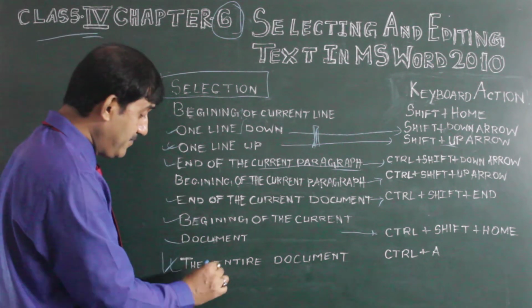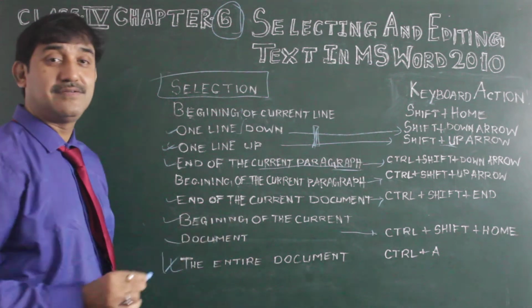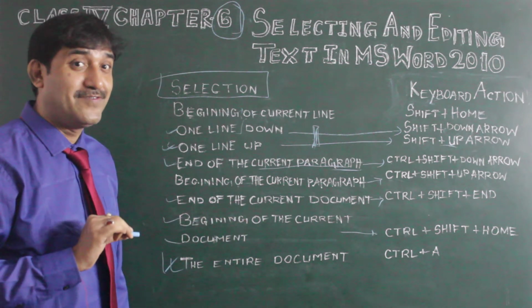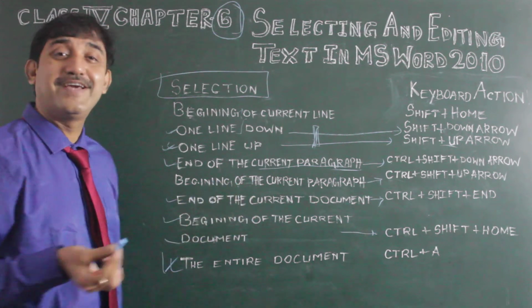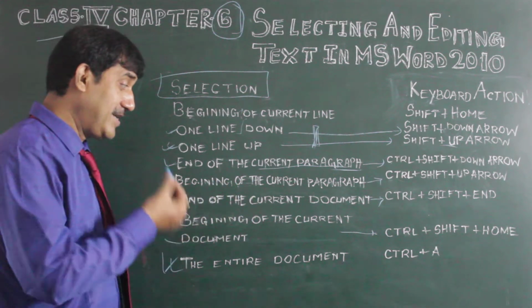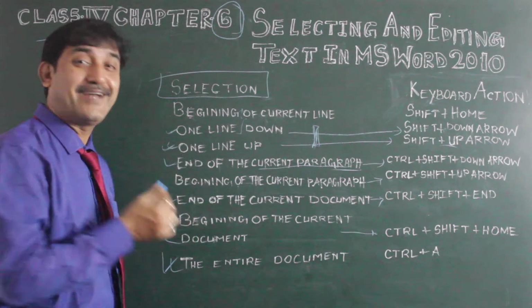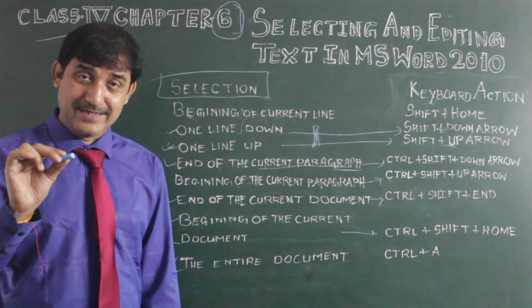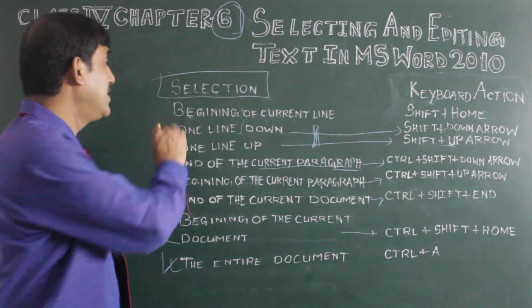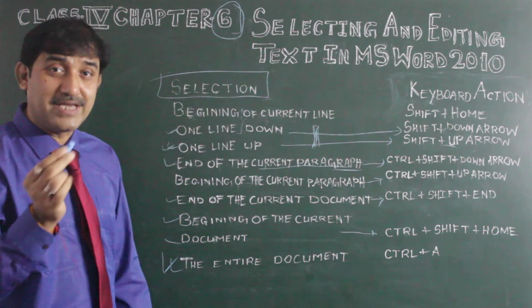Last one, what do we have? The entire document, which I have already done for the first instance. So I need not say it again. It is Ctrl A. I started with that first, and now I end with that only. So now, at the end of the session, you have learned to select using a keyboard.